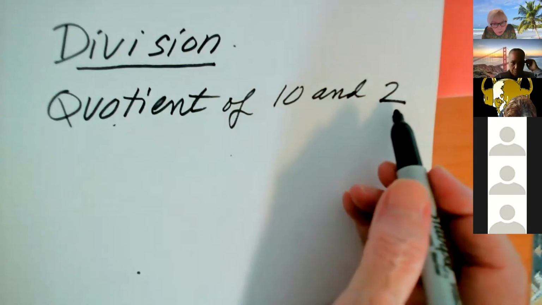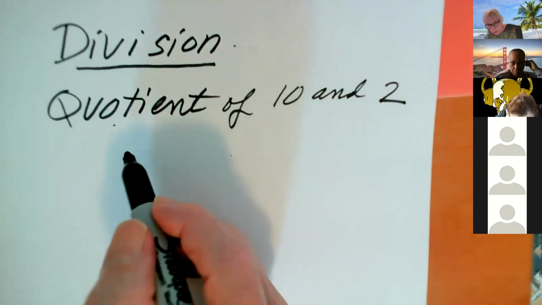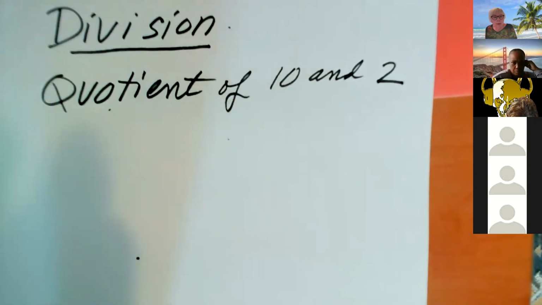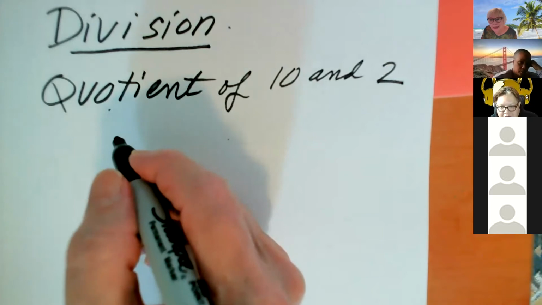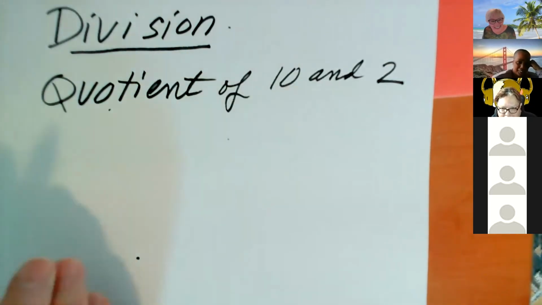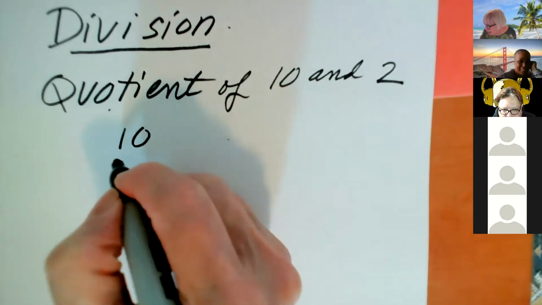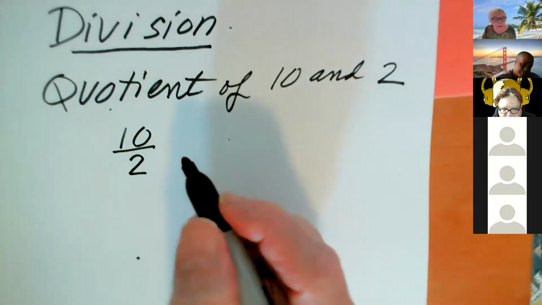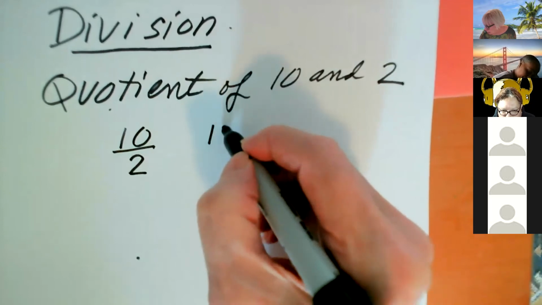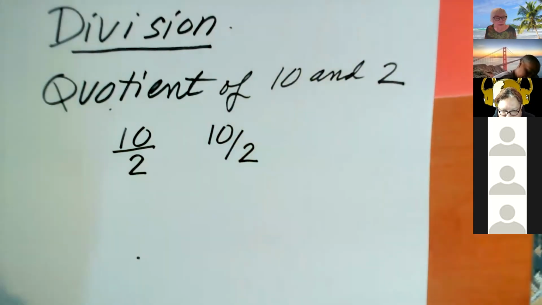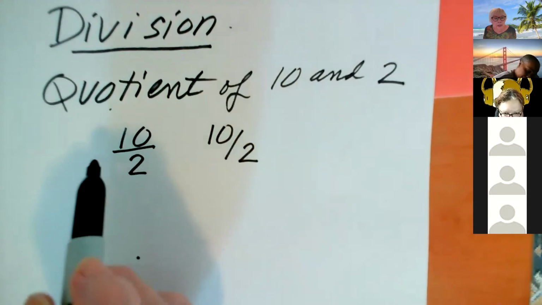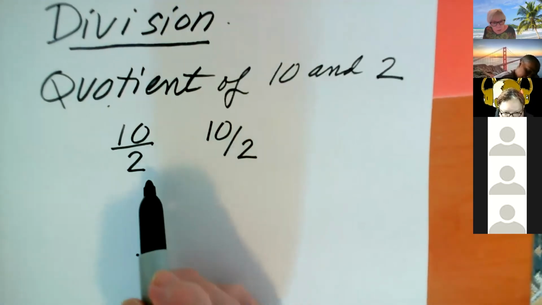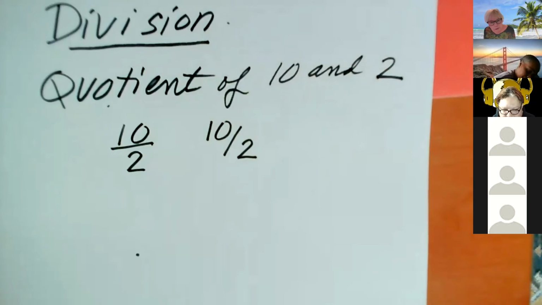Divide 10 by 2. Now there are several ways to show division. Can anybody come up with any way? You're doing a line. Yeah, the line thing. So this would be one way where it's horizontal. Sometimes when you use your computer you have to use this symbol, but that's the same thing. The first number is on top, the second number below. So 10 divided by 2. The answer, of course, is 5.